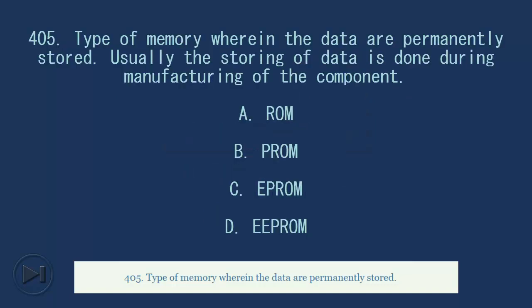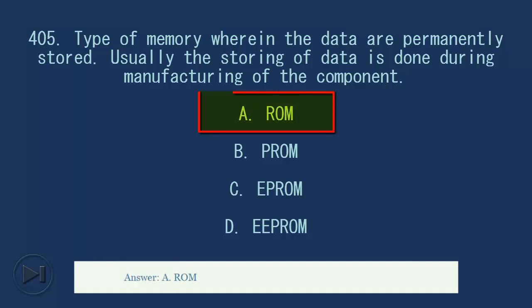405. Type of memory wherein the data are permanently stored. Usually the storing of data is done during manufacturing of the component. A. ROM. B. PROM. C. EPROM. D. EEPROM. Answer, A. ROM.